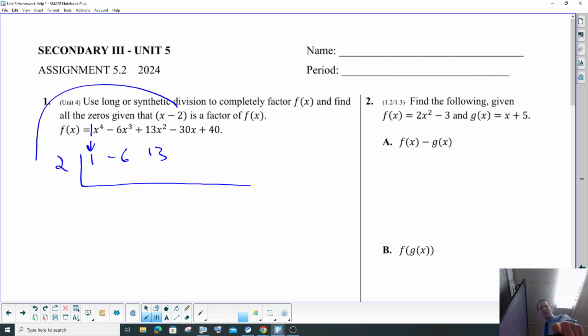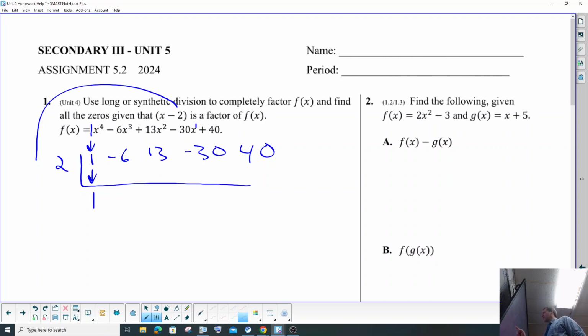Whoa, pause me. What are you doing? You should be trying this on your own first, remember? And then look at the video and see how you did. Pause me. Do we need any placeholders? Find all the zeros given one of the factors. So 4, 3, 2, 1, 0. So we don't need any placeholders. Pause me. You try it on your own.